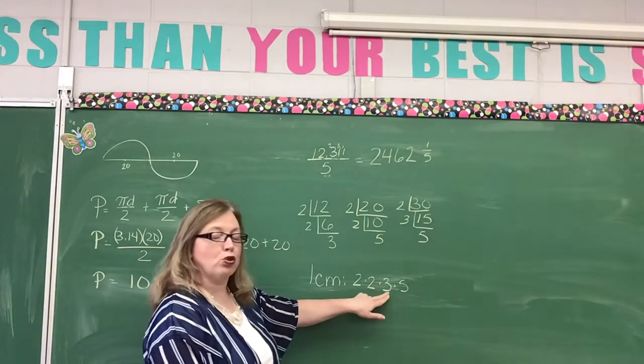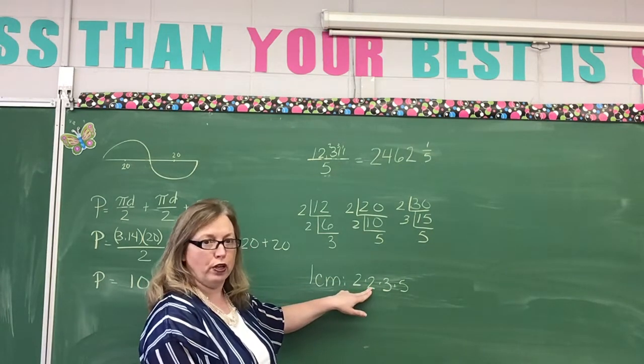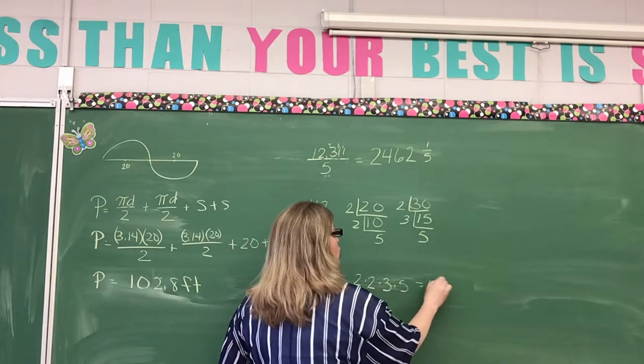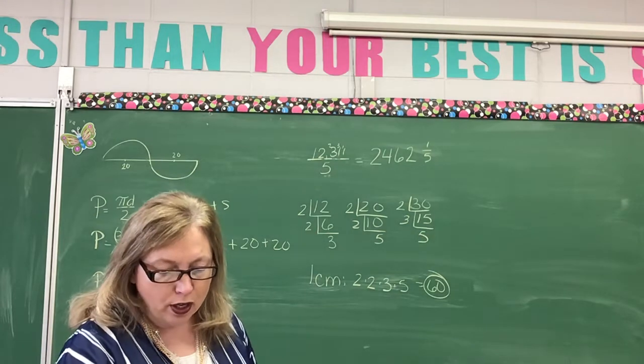Now 5 times 3 is 15. 15 times 2 is 30. And 30 times 2 is 60. So our least common multiple is 60. Okay, let's look at our next problem.